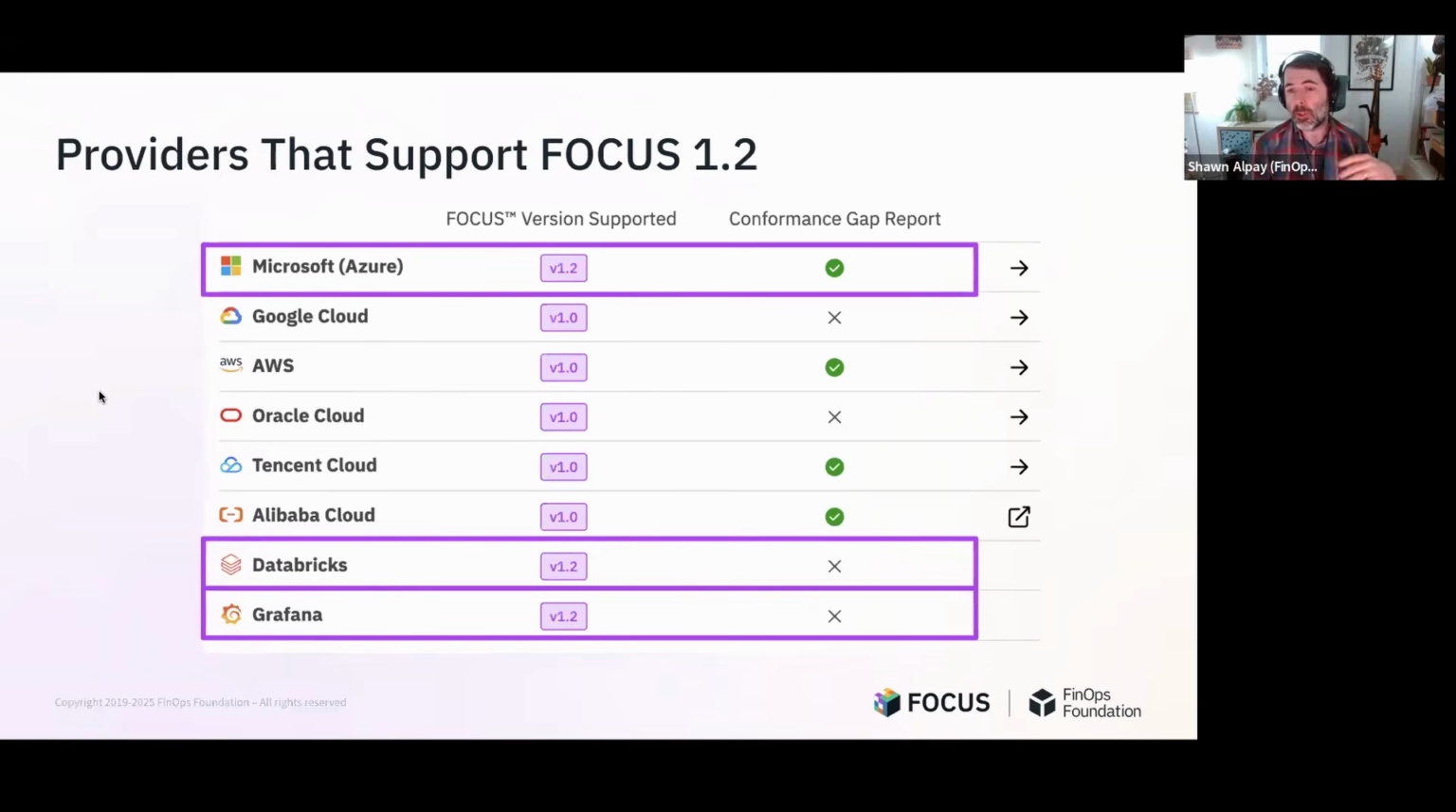It'll take you out to seeing documentation as to how to go fetch that data as generated by those providers in the FOCUS format. So this is where we are so far. We've released 1.2 and some providers are generating it today. Where are we going with FOCUS?